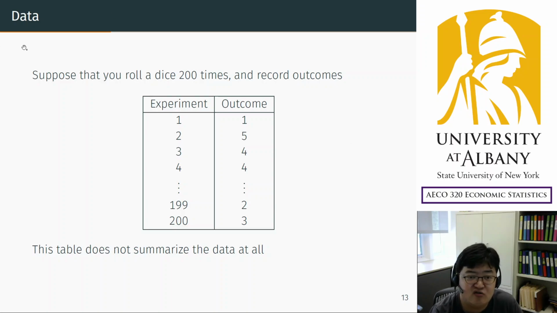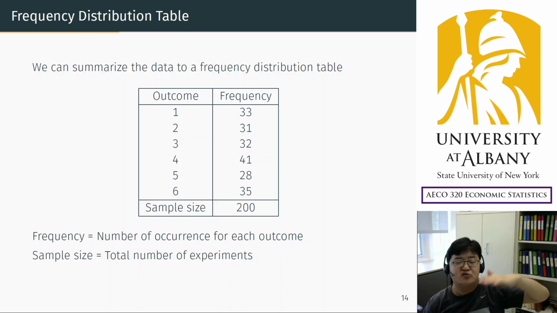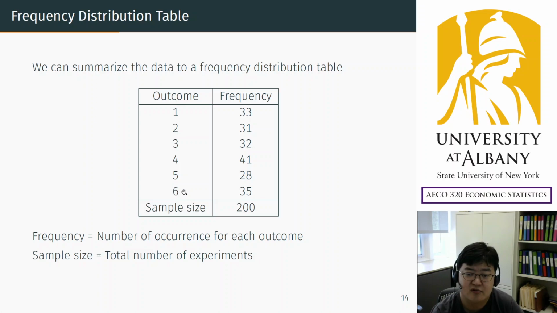So if I do not explain the experiment here, you may wonder what the data are. What is the experiment and what's the outcome? And it's hard to see what's going on in this experiment. So we need to summarize the data. The simplest way to summarize the data is to change the table with 200 rows into a simple 6-row table.